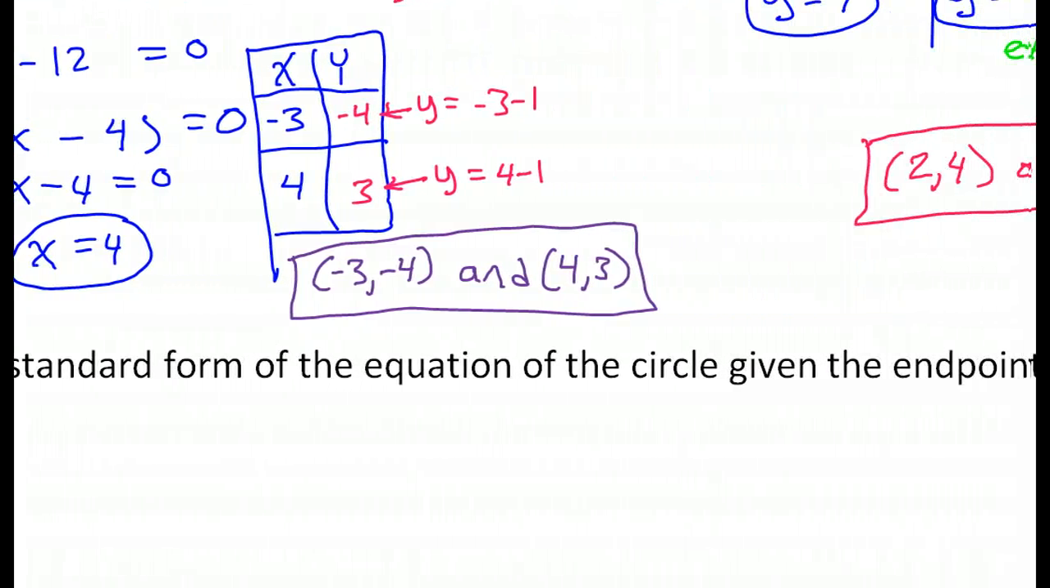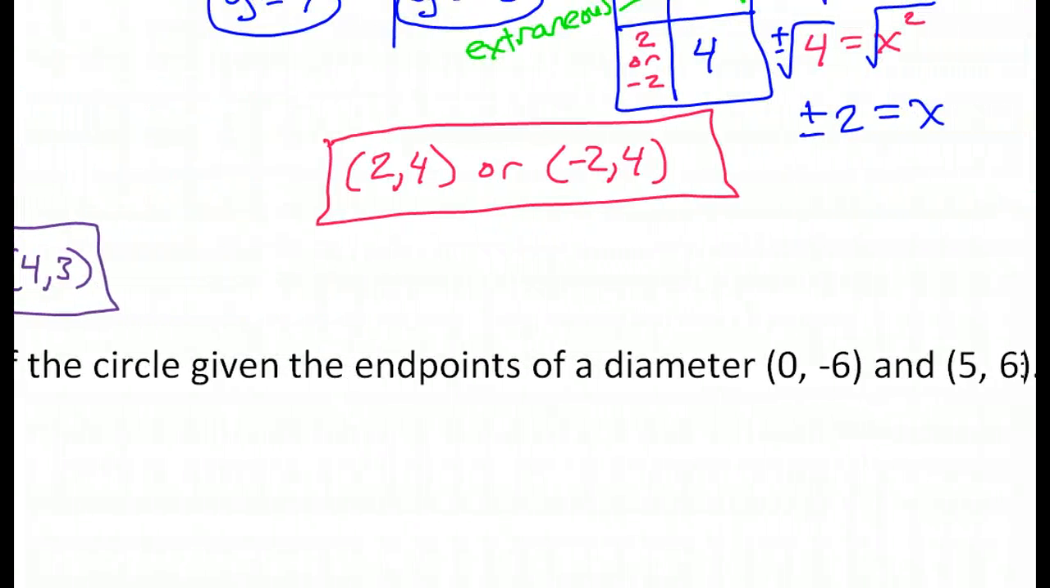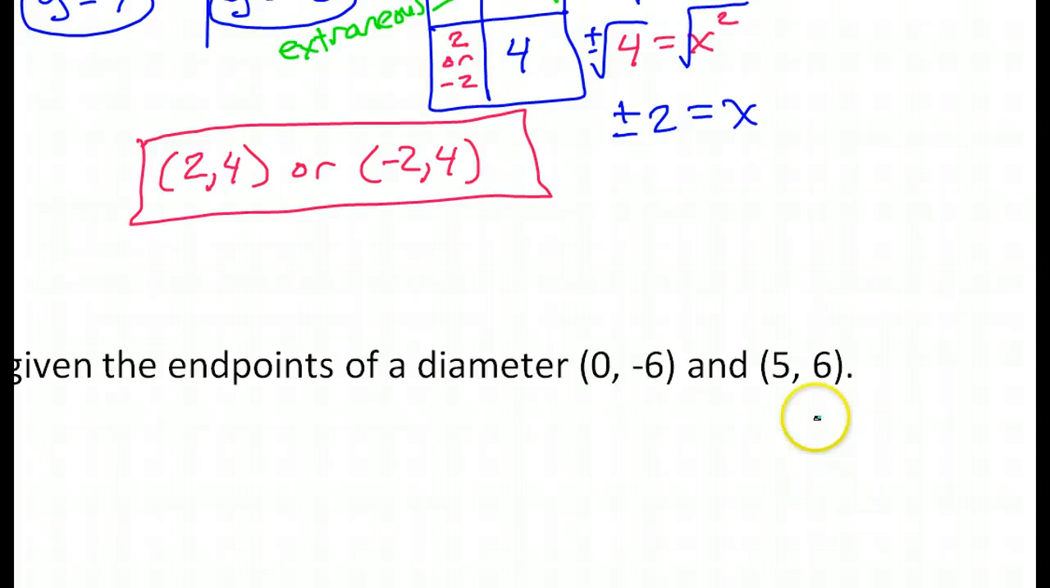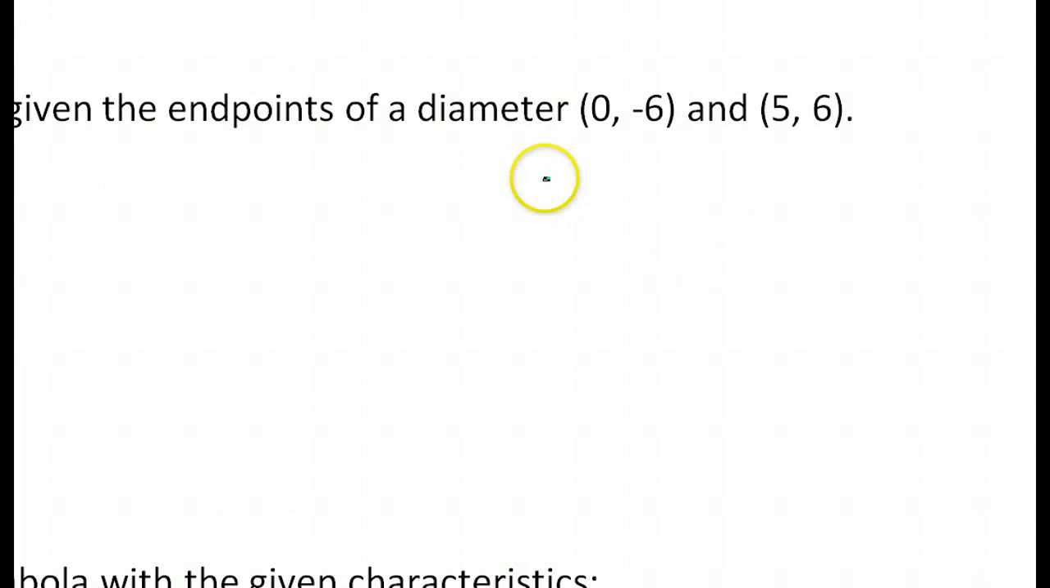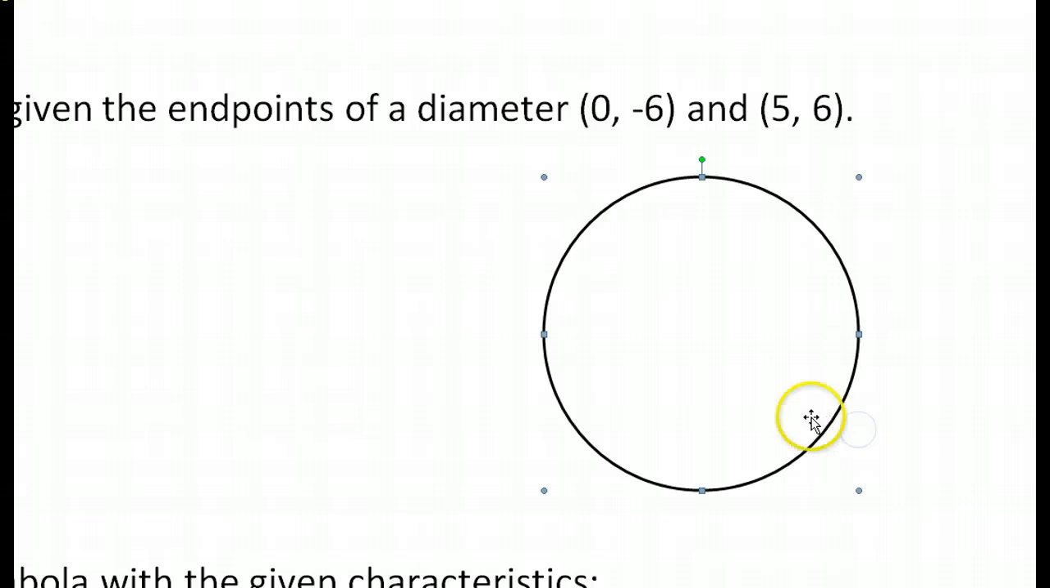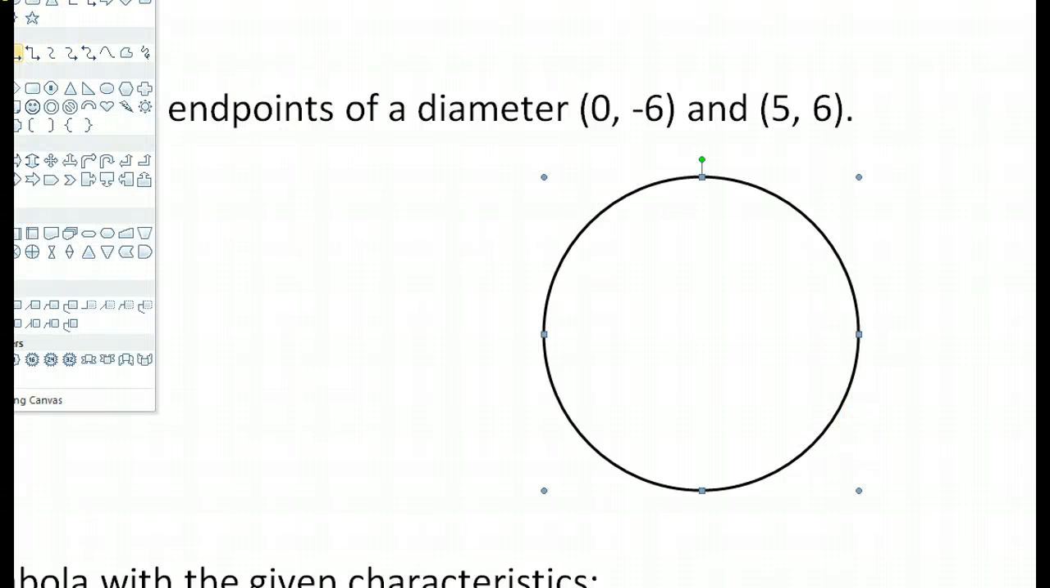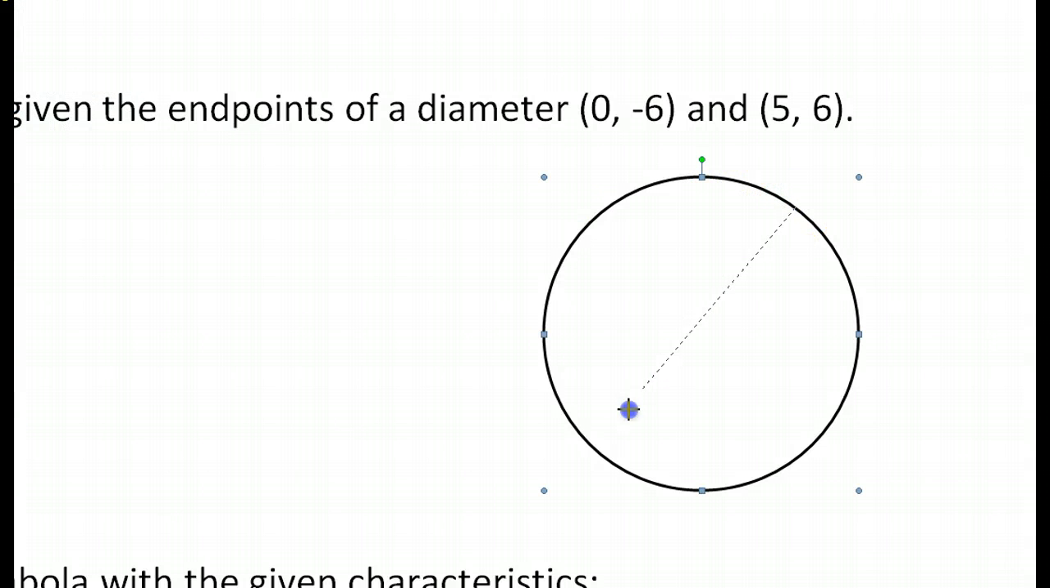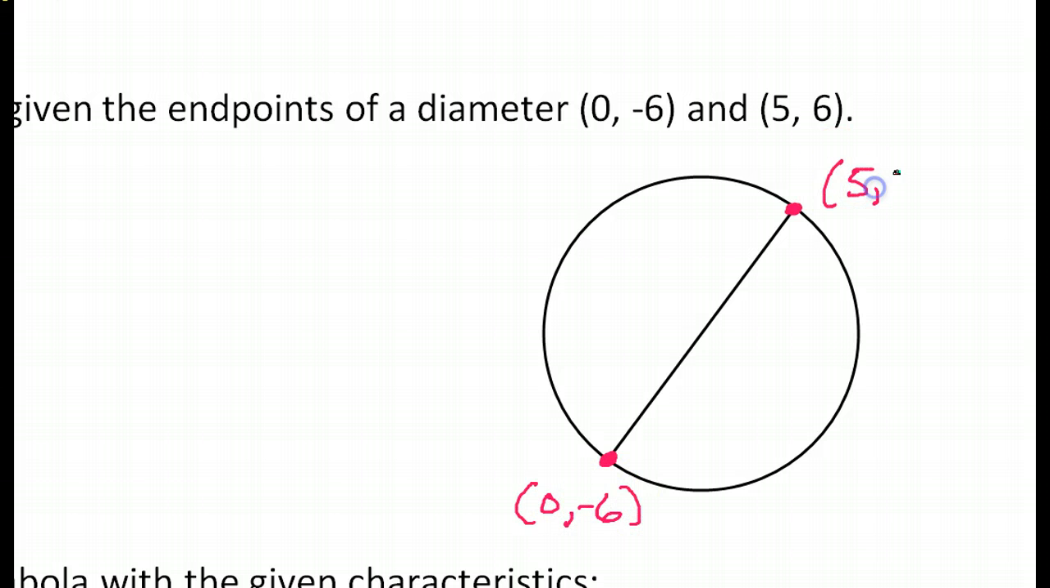Find the standard form of the equation of the circle given the endpoints of the diameter, blah, blah, blah. A lot of people messed this up on the last test, and here it is again. I recommend that you draw a picture. Your picture won't be as nice as mine, but do your best. They're talking about a diameter, so let's get a diameter going. You can just put the endpoints anywhere. So I've got 0, -6, I'm going to put that over here, and I've got 5, 6.